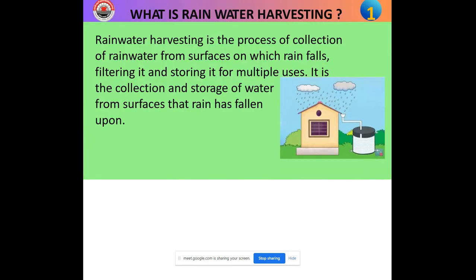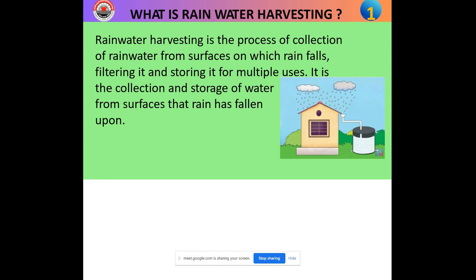Hello everyone, I am Saloni Sonkar. I am in BTech second year. My topic is water harvesting and management of water resources. What is rainwater harvesting? Rainwater harvesting is the process of collecting rainwater from the surface on which rain falls, filtering it and storing it for multiple uses. It is the collection and storage of water from surfaces that rain has flowed upon.